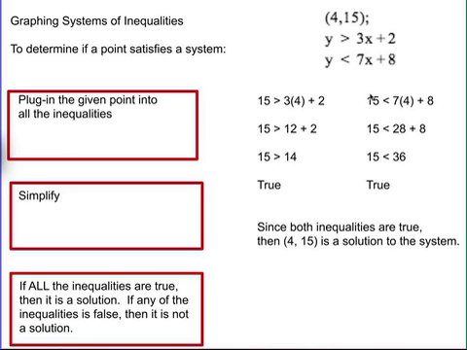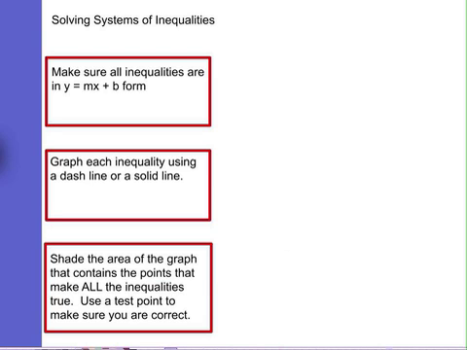We do the same thing with the second inequality. Y is 15 and x is 4. When we simplify and do the math, we get 15 is less than 36, which is also true. Since both inequalities are true, then (4, 15) is a solution to the system.